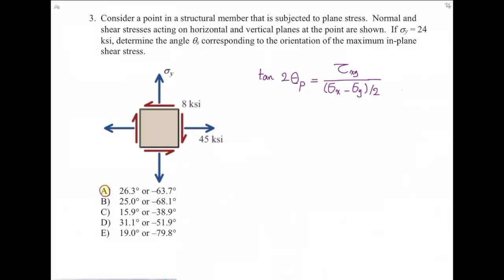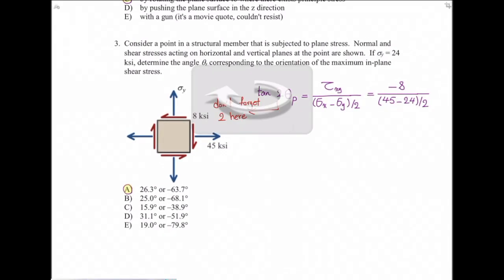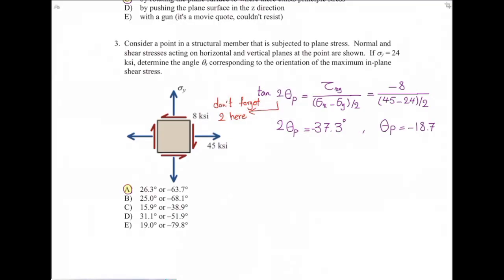And the parameters that we have over here, tau xy is negative 8, following the sign convention that we had for stress. Sigma x is positive 45 because that is tension. And sigma y is 24 positive KSI. So I plug the values here, and once I do that, I will get 2 theta p equal to negative 37.3. One thing that I would like to highlight here is that do not forget that 2 multiplication there. That gives us the tangent of 2 theta p. Okay? So theta p would be negative 18.7.